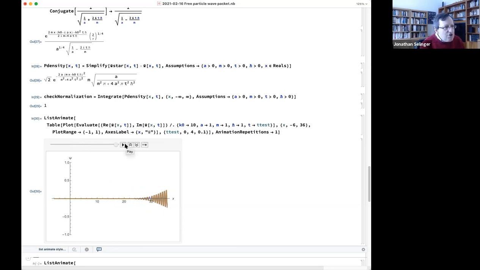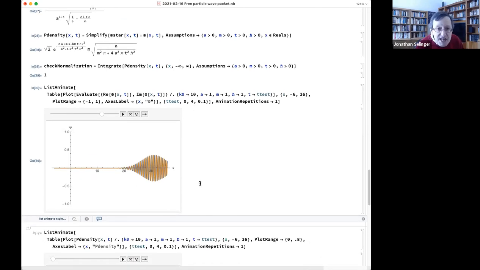So now you can see why it's called a wave packet. It looks like Amazon made a package of a bunch of waves, and then they deliver it from here over to there. And so this is the package getting delivered. It's all moving somewhere, and it's moving at some velocity.